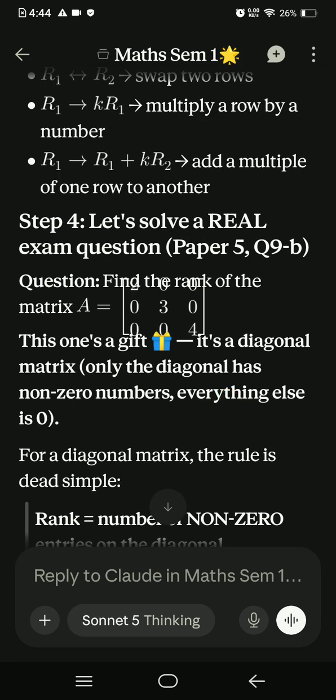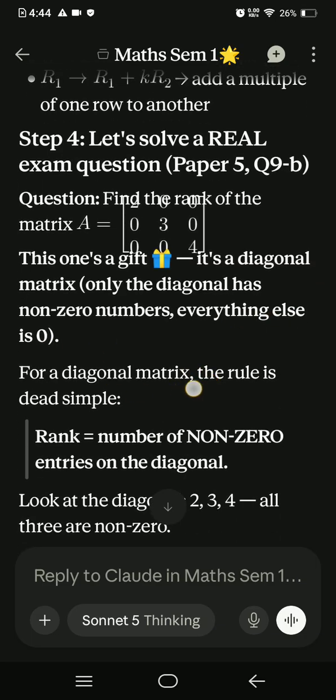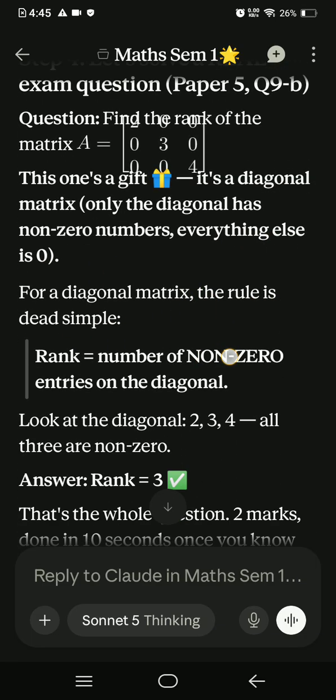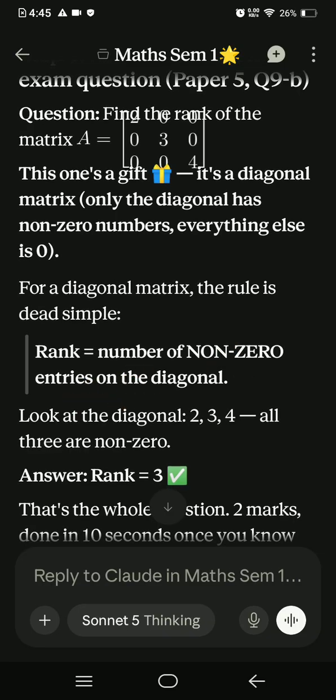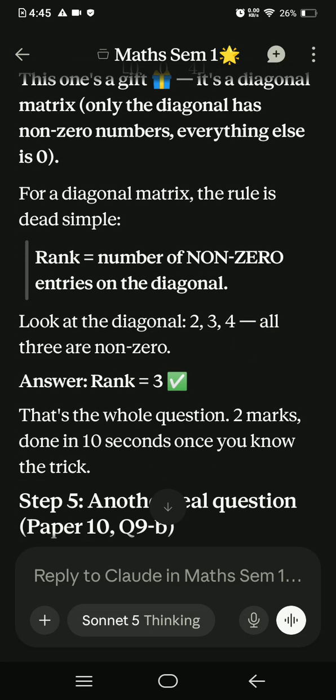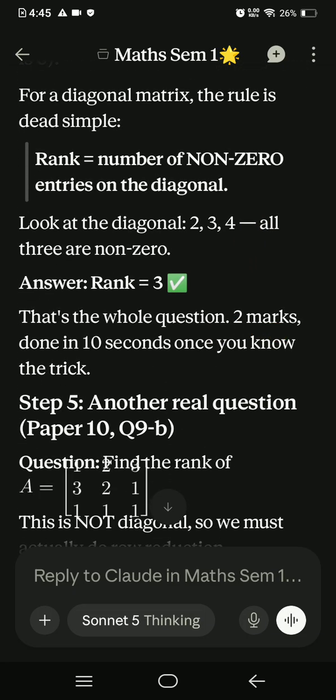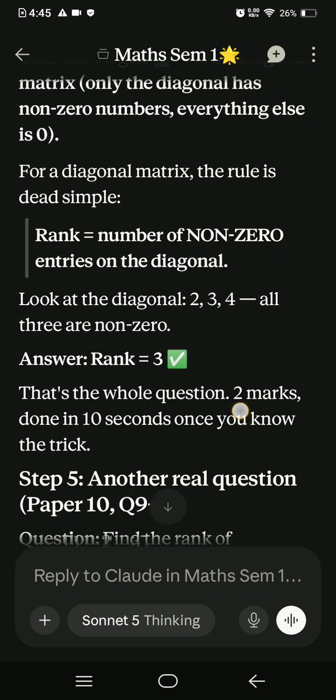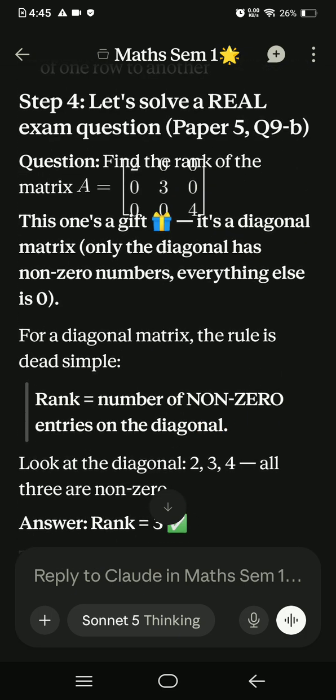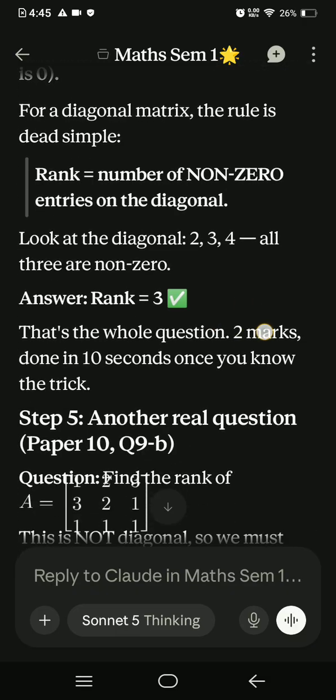So this one's a gift. It's a diagonal matrix. Only the diagonal has non-zero numbers. Everything else is zero. For a diagonal matrix, the rule is dead simple: rank equals the number of non-zero entries on the diagonal. So look at the diagonal. All 3 are non-zero. So the rank is 3. That's the whole question. 2 marks done in 10 seconds once you know the trick. It's funny how in college we are doing this question for 2 marks. Isn't this funny?